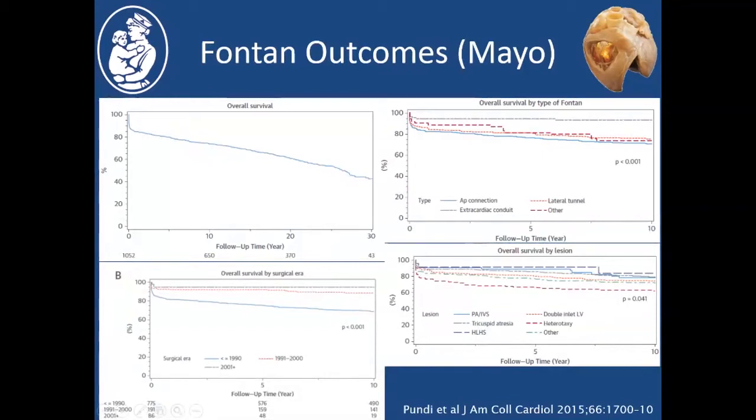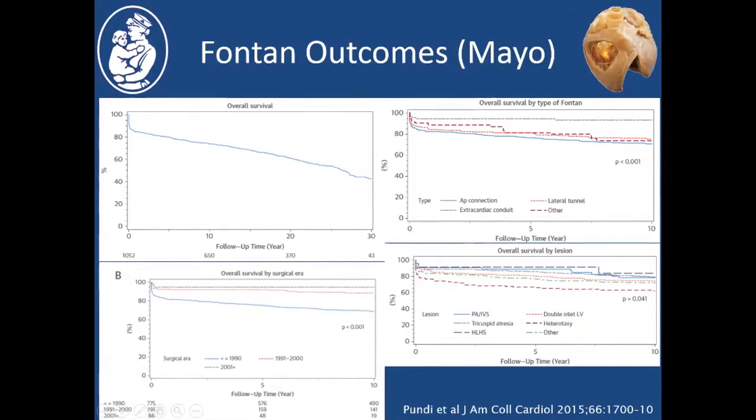And at 30 years, it's only maybe 45 or so % alive. And by type of Fontan, you can see here extracardiac conduit in their experience did a little better. All the other ones did similar. That's not been our experience. The lateral tunnel would be up here with extracardiac conduit or very close to it, and AP, aortopulmonary connection, is certainly substantially worse. Now, if you look at it by disease, here's double inlet left ventricle.